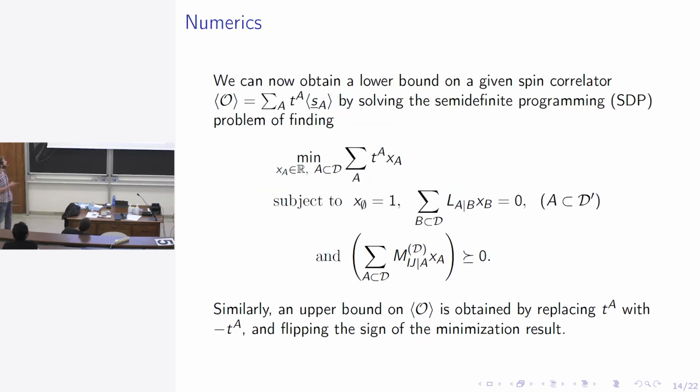So this is the SDP problem that we have. We want to minimize some generic expectation value. In practice, it will be the ones I mentioned in the beginning, subject to the constraints that we wrote before.